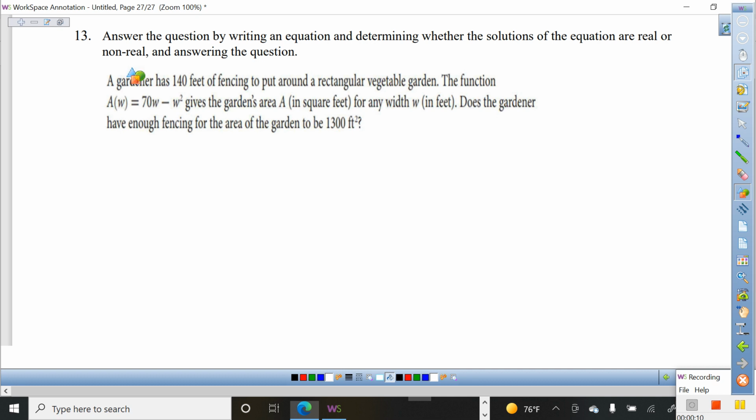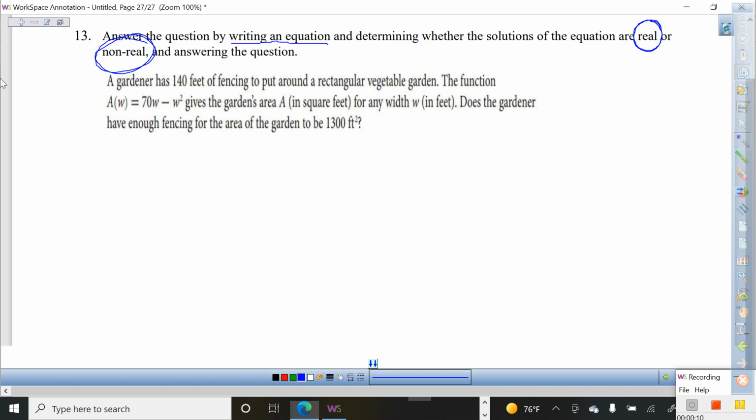And it reads, answer the question by writing an equation, so underline that. They want us to write an equation. And also determine whether the solutions of the equation are real, circle that, or non-real. Hopefully that rings a bell, is that correct? Yeah, because the last problem that we left off yesterday, we looked for if they were real or non-real.